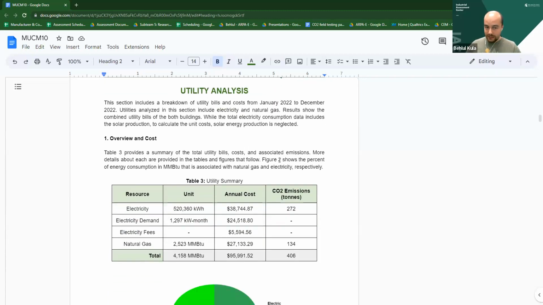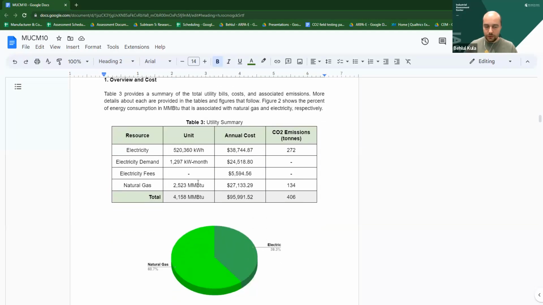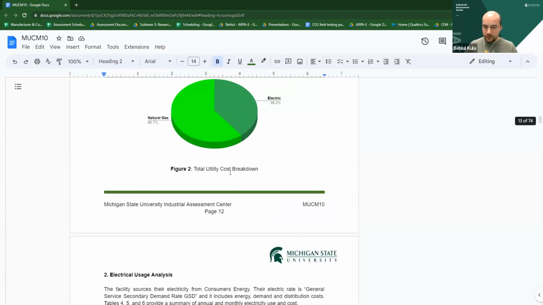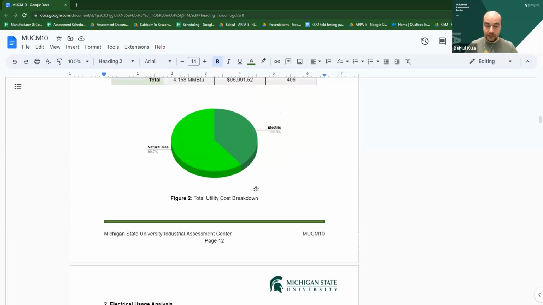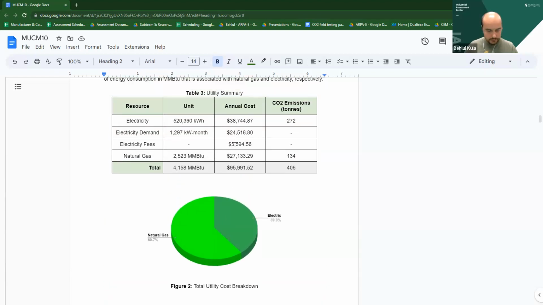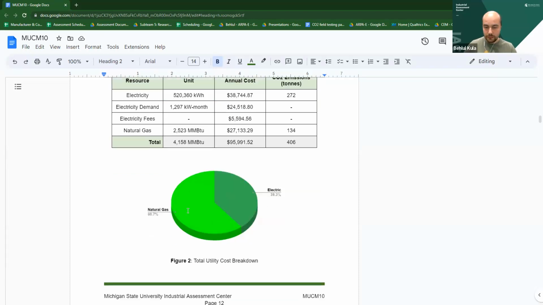In the utility analysis, as I mentioned, these numbers are combined from both buildings, so it shows the total number here. Also, because we have solar energy, we included the solar consumption to see the total electricity consumption. I can say that your energy cost is 60% from natural gas, and the remaining is from electricity.